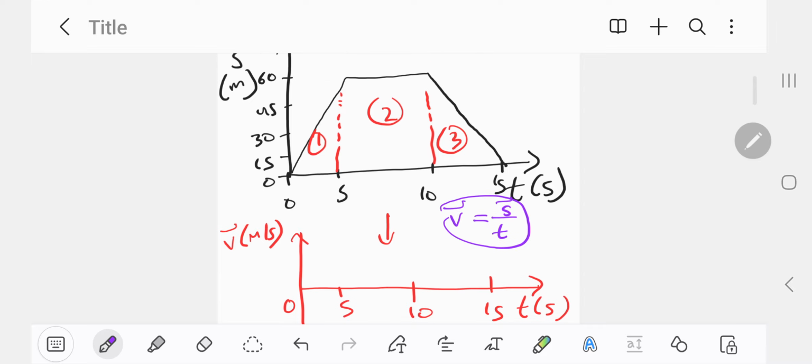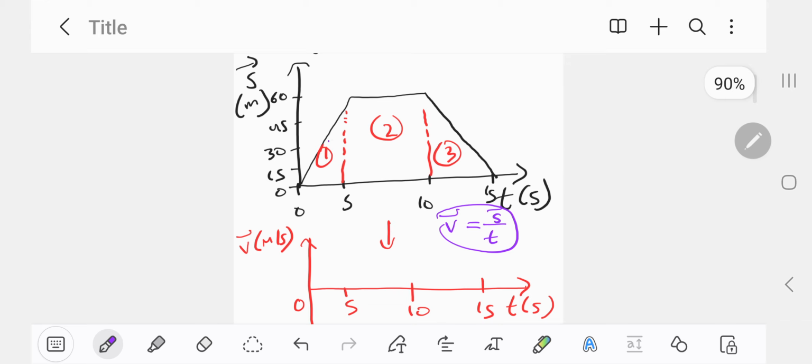So in other words, for segment 1, the velocity v is displacement, which is 60 in this case, divided by time, which is 5. 60 divided by 5 is 12 meters per second. So the velocity is constant. So 12 is here. From 0 to 5, it's constant like that.